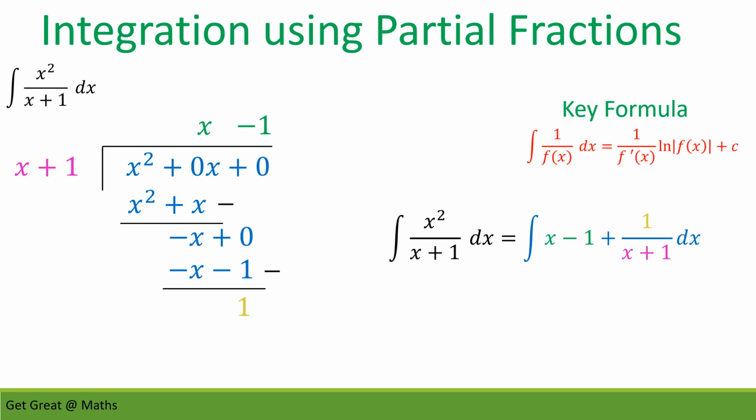The first two parts are just normal integration. So integrating x, you get x squared over 2. The integral of minus 1 is just minus x. Then I've got ln of x plus 1 divided by the differential of x plus 1, which is 1. So it doesn't change the answer, giving me plus c.